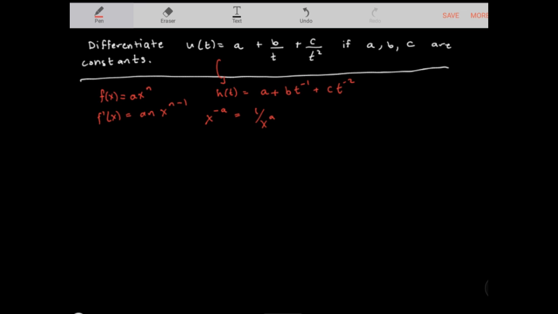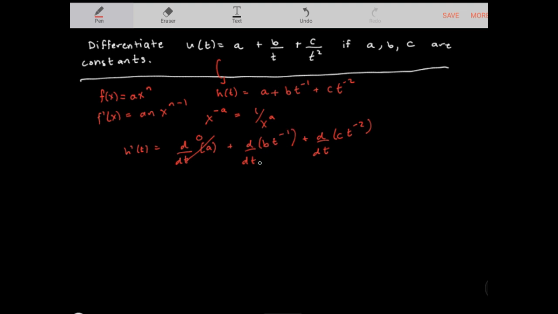And if I'm finding the derivative, h prime of t is equal to the derivative of a with respect to t, plus the derivative of b t to the power negative 1 with respect to t, or the rate of change of t, plus d dt of c t to the power negative 2. Okay, so you're doing the derivative separately, right? I'm just using Leibniz's notation as well as Lagrange's notation. It just kind of shows my step process. Now here we have the derivative of a constant, which is 0.